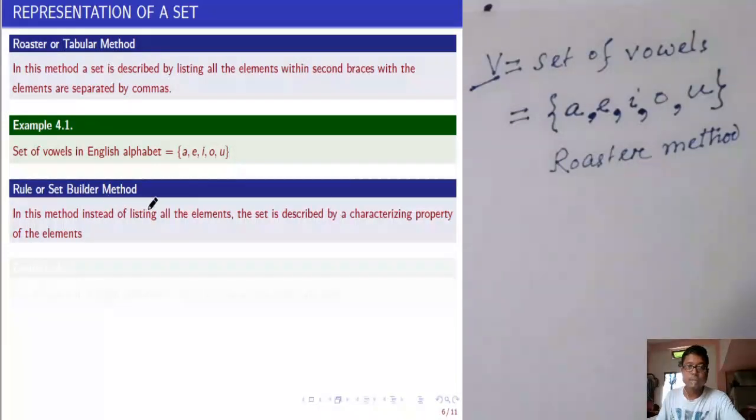Rule or set builder method. In this method, instead of listing all the elements, the set is described by a characterizing property of the elements. Instead of listing all the elements, we can write the common characteristic or the common properties of the elements. In that way also we can represent the set, as you can see in the example.